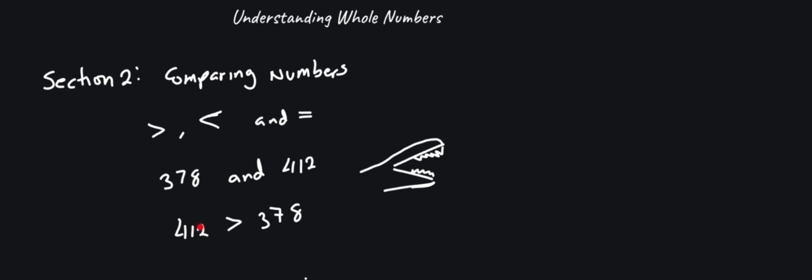bigger piece. So same thing if we had 378 and 412. Well, 412 is greater than 378, but we always start reading from left to right. So 378 is less than 412. See? There you go. Hopefully that helped.